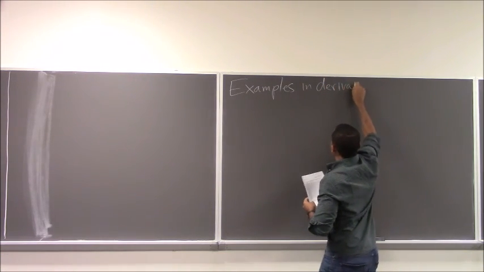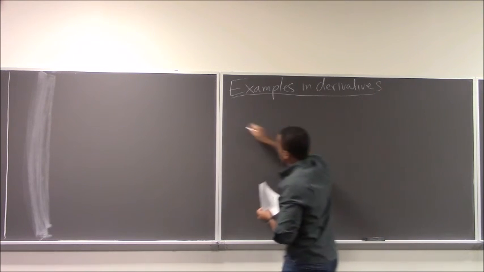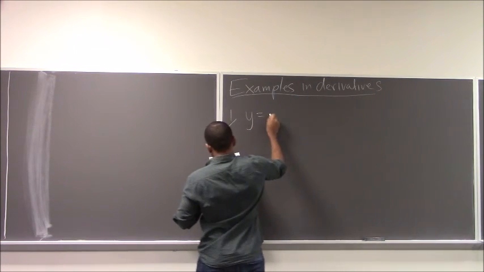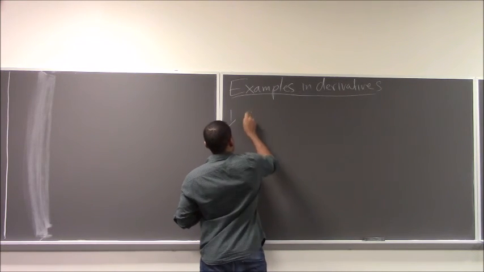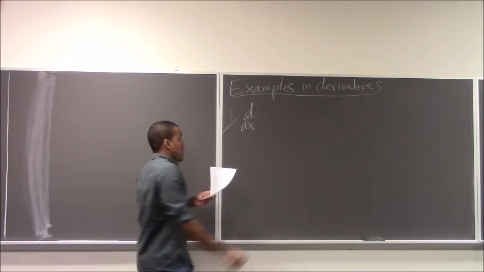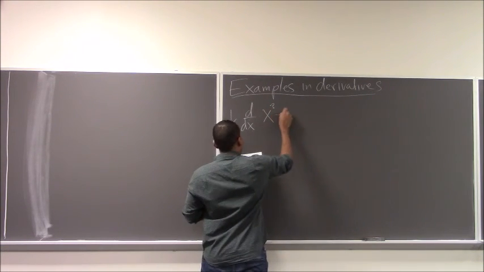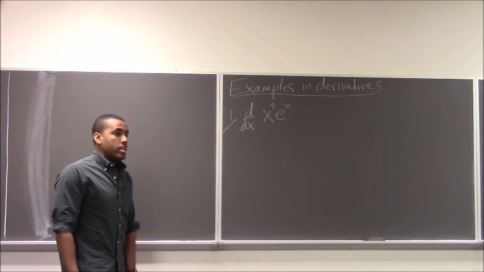So we're just going to have an examples class here. So find y prime, basically, or find the derivative. Just write it like this. So this just means find the derivative with respect to x of the function x cubed e to the x. Okay, how do we do that?